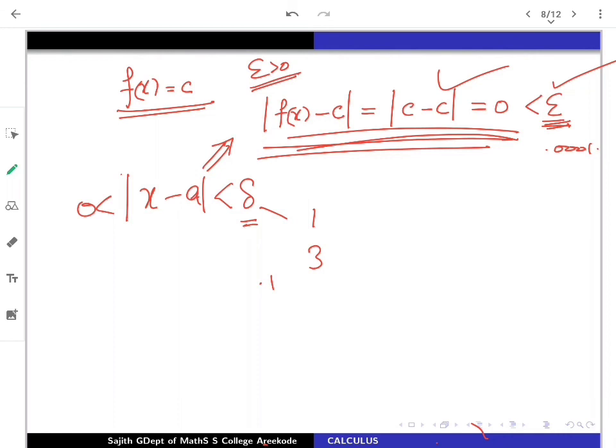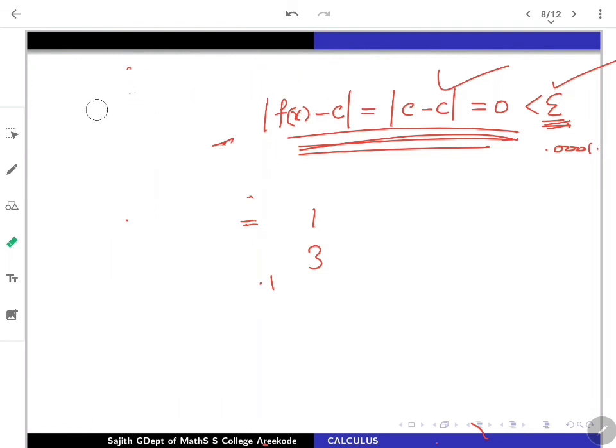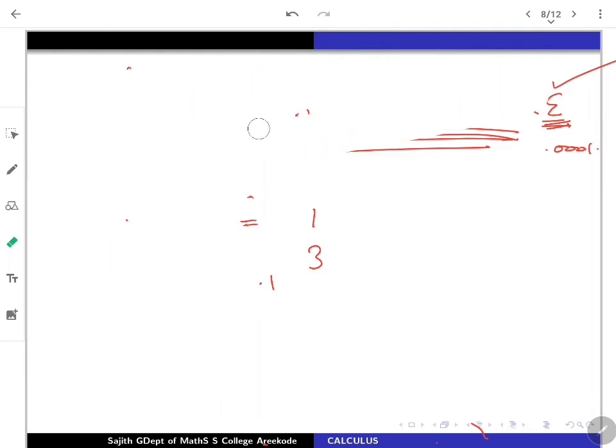Anything will do. You can even take the same epsilon also if you want. Even good examples, this is the easiest example. Constant functions are always going to be the easiest example. One has to work with any situation in calculus.